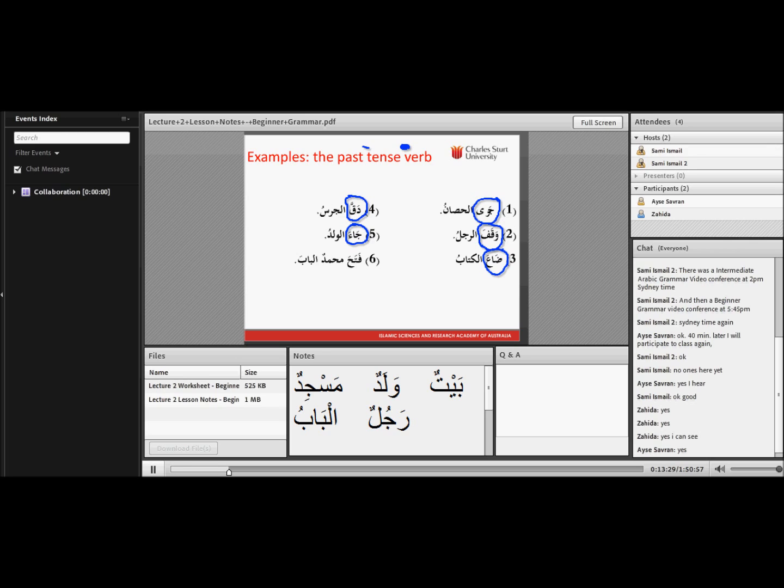Fataha means open. So opened in the fi'l Madi, past tense. So Fataha Muhammadun al-Baba. Muhammad opened the door. So that's the meaning of the sentence. Muhammad opened the door.